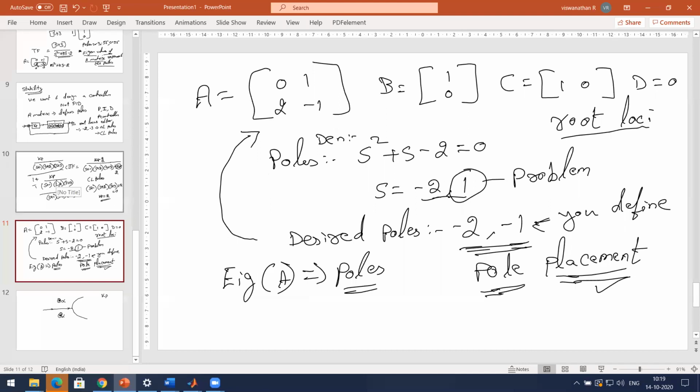Sir, the coefficient of S square. On what basis are we considering it as 1? Why not 2 or something?